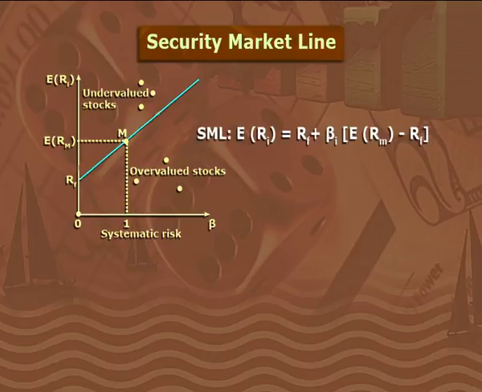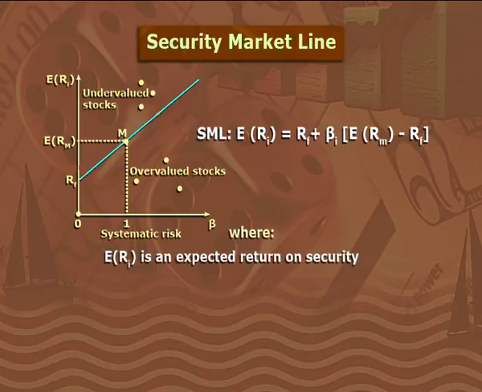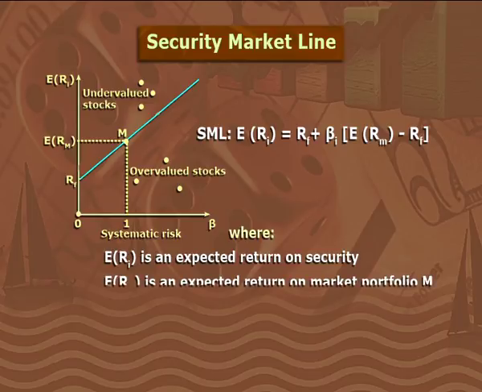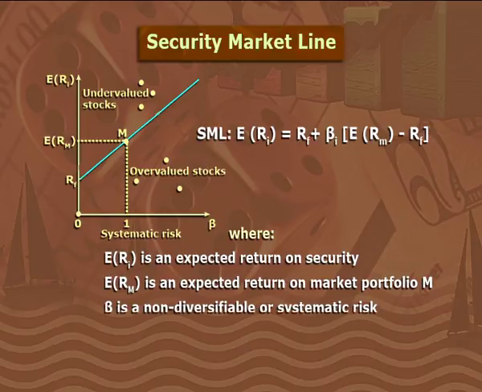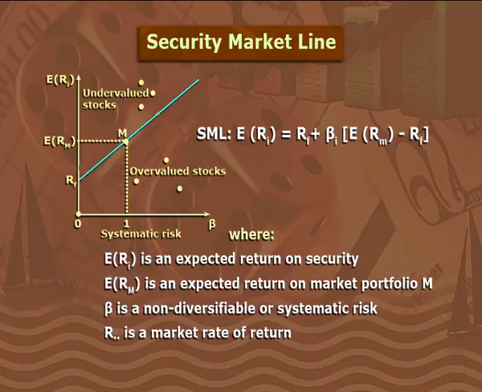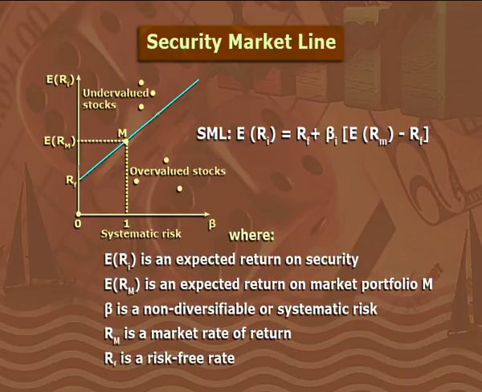It is shown as E(Ri) equal to Rf plus beta i multiplied by E(Rm) minus Rf, where E(Ri) is an expected return on security, E(Rm) is an expected return on market portfolio M, beta is a non-diversifiable or systematic risk, Rm is a market rate of return, Rf is a risk-free rate.